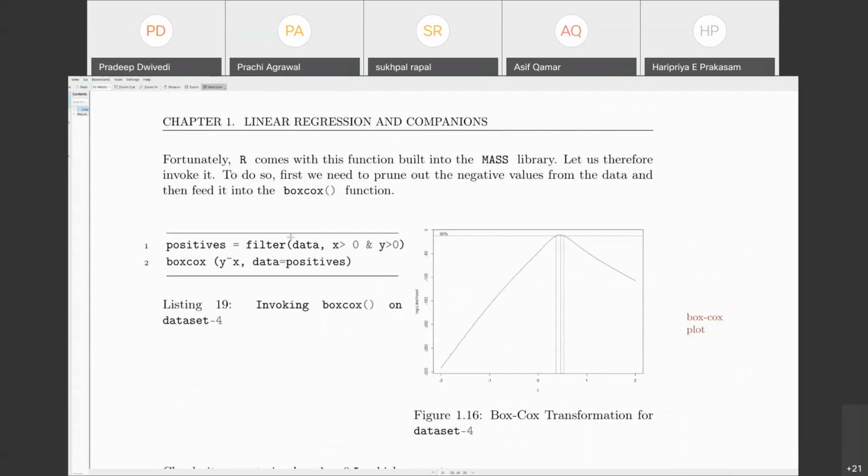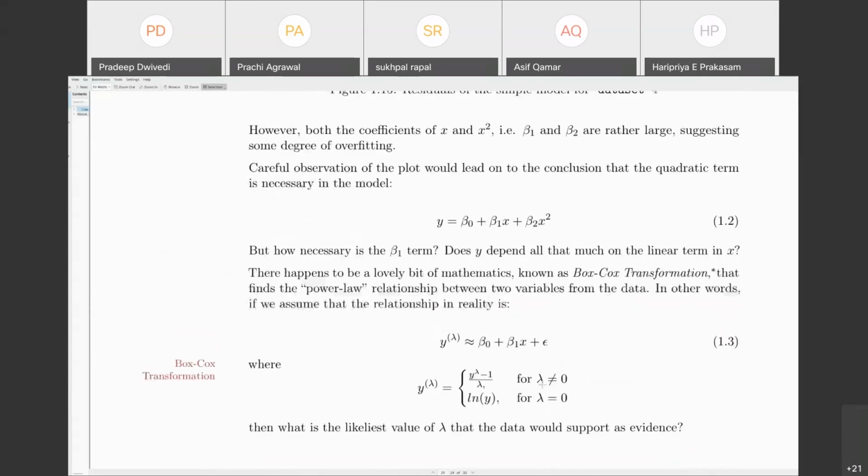We will find what is the real relation. Now, Box-Cox transform works only with positive data, so we'll have to throw negative data out and then play with it. When you do that, in this equation, y to the power lambda is equal to beta naught plus beta 1x.